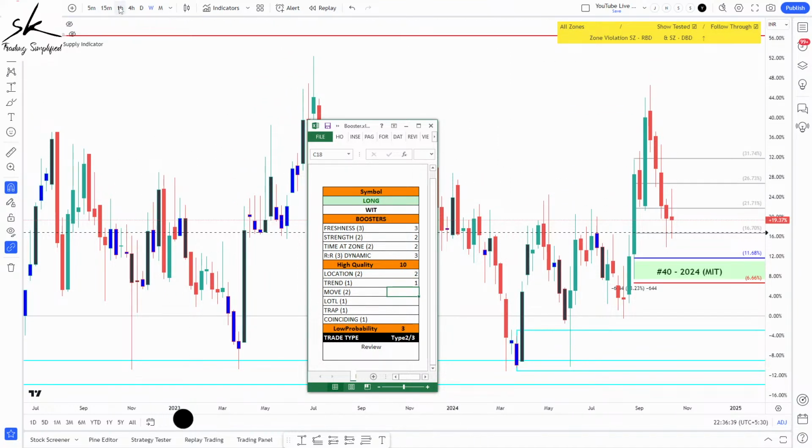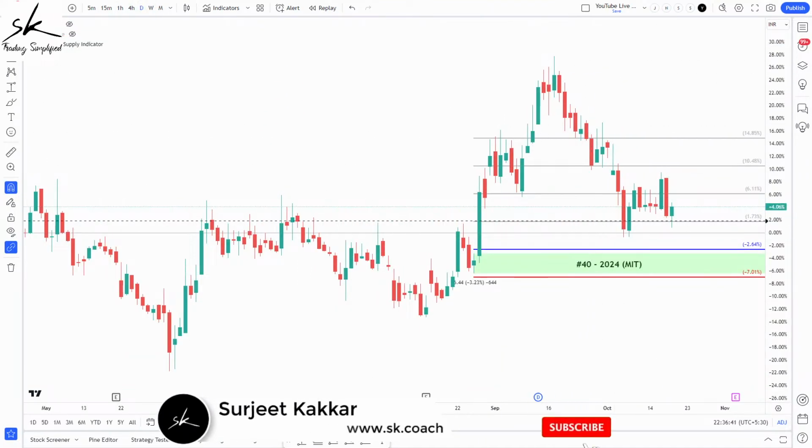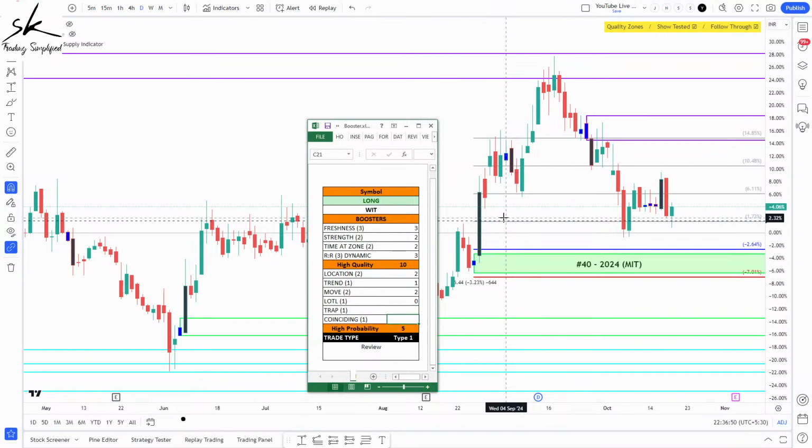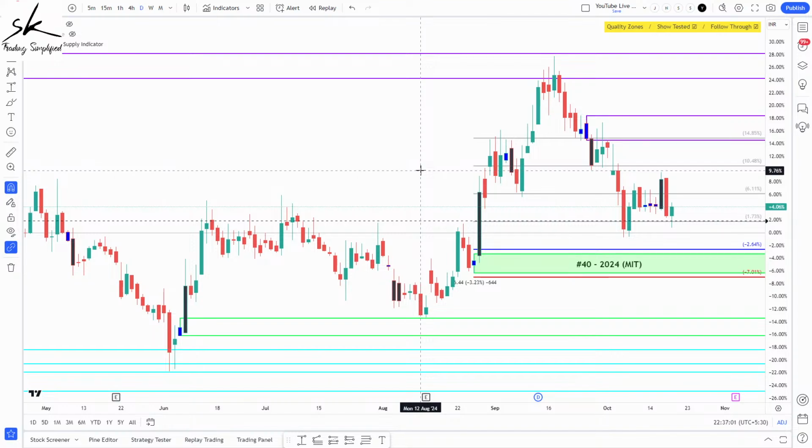Now, move from the zone, we need minimum 4:1. We already have a move which is much bigger than 4:1, gets a score of 2. Level on top of level, we have already verified, not a case of level on top of level, not even coinciding. Trap becomes irrelevant, and the reason for that is it is already a high probability trade setup. So whether you get a 0 or a 1, this will still remain as a high probability setup, but it will be a score of 1.